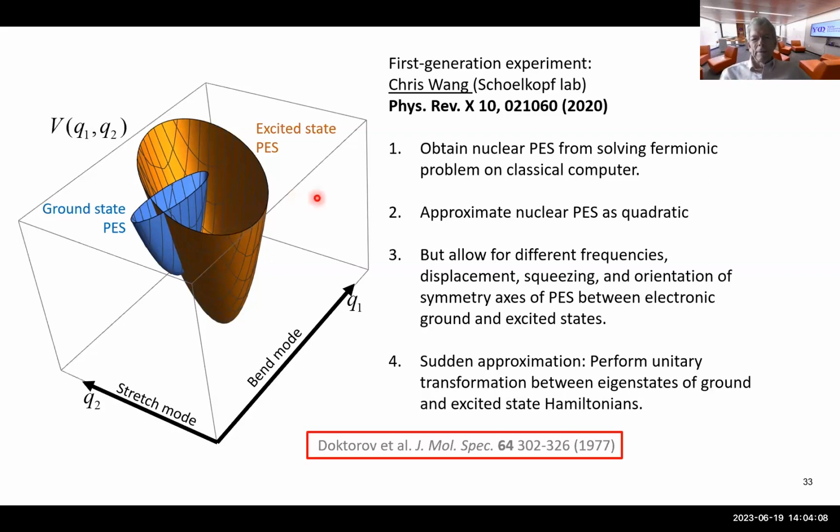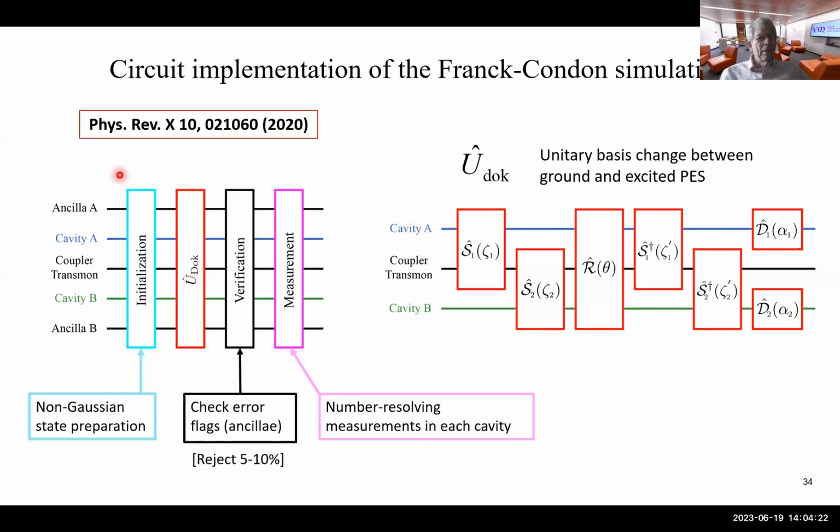Okay, so what we need to do is perform the unitary transformation between this Hamiltonian and that Hamiltonian in our simulation. So here's the experiment. We have two cavities, A and B, that represent the mechanical vibrations of the molecule. There's a coupler transmon that does the beam splitter, and there's an ancilla transmon in Alice and Bob to control those states.